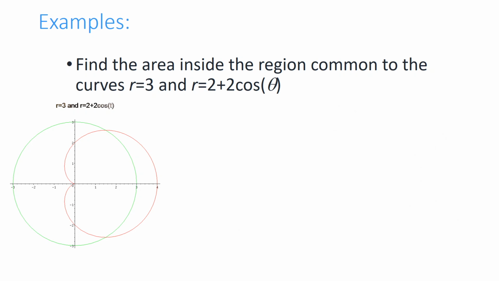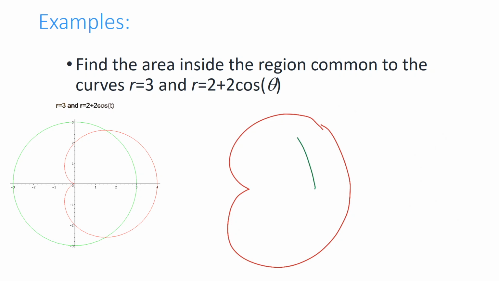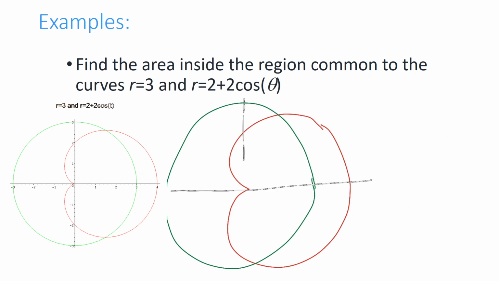So if I'm going to compute this area, the area common to these, I'm going to have to reproduce this here, so my apologies. So I've got this cardioid, and then I've got this circle, which is not the greatest drawing, but it'll work. So here are my axes. So here's the game plan.